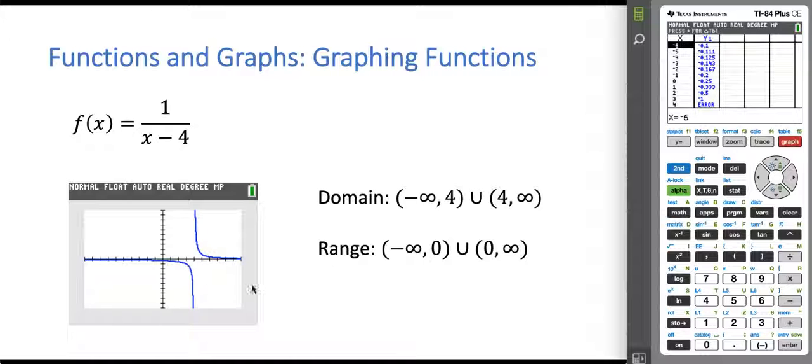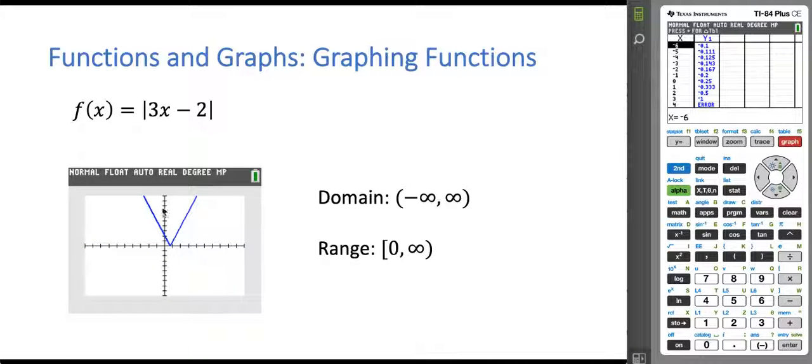Okay, so what about the range? So it also goes from -infinity to 0, because it has a gap here at 0, and then 0 to infinity. So just like the domain, it's in two pieces. Notice parentheses everywhere. Okay, next example, and our last example, is an absolute value equation.